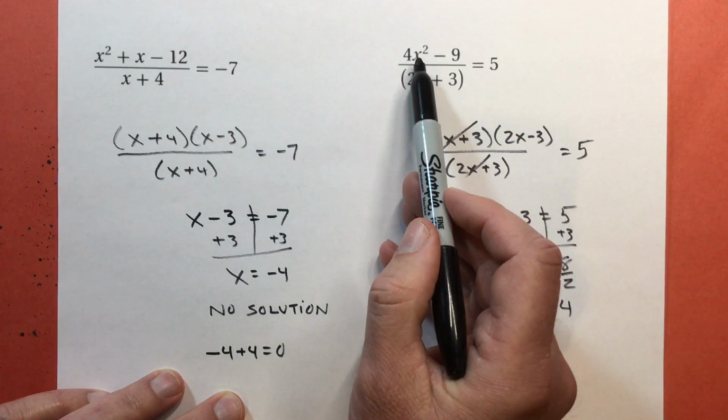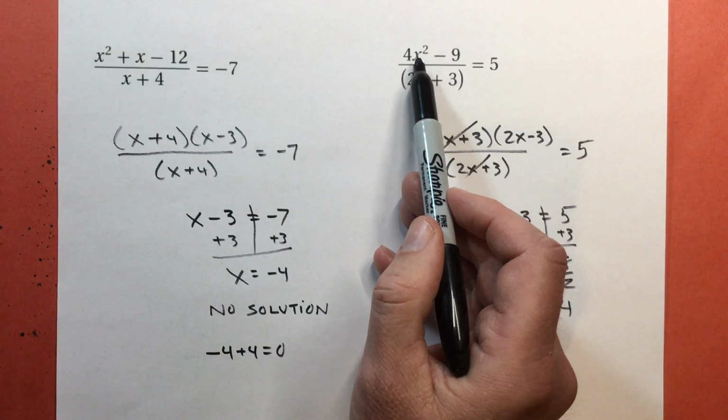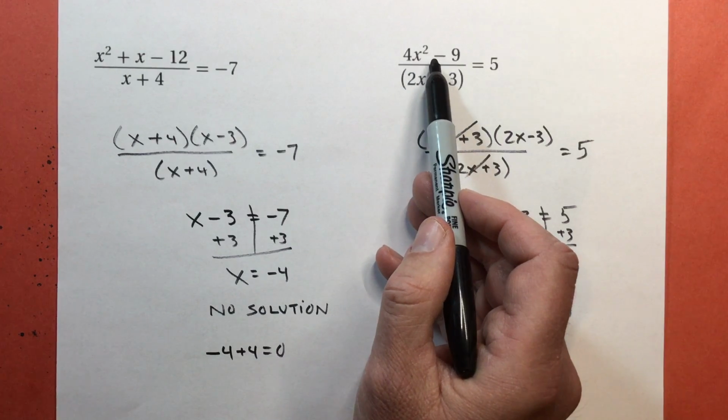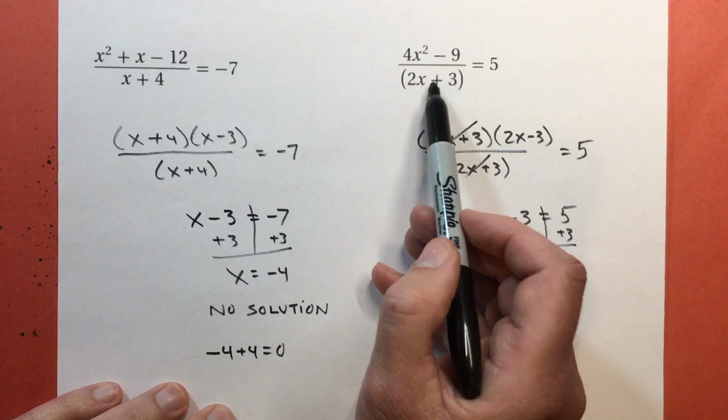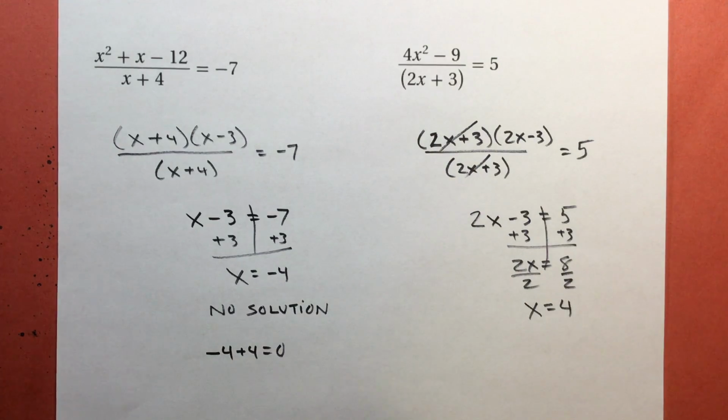So I can go ahead and check it. 4 times 16 is 64. 64 minus 9 is 55. 55 divided by 11 does equal 5. So that one does work.